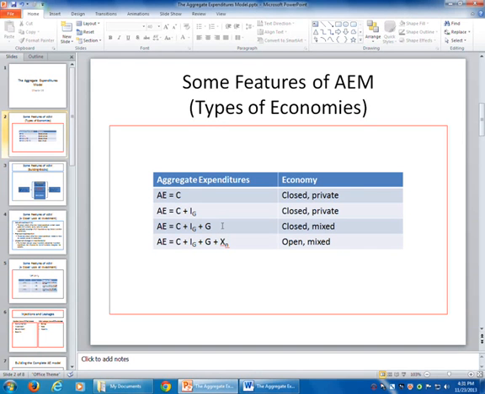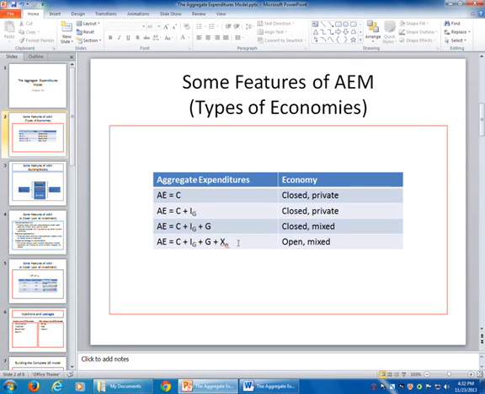When you add government to the definition of aggregate expenditure, when you add government expenditures, then the economy becomes what we call a closed mixed economy. Closed because we have C plus I sub G, which is the private sector. G is sometimes known as the public sector, so you have a mixture of the private sector and the public sector, and so the economy is said to be mixed. Still closed because there is no exporting and importing.